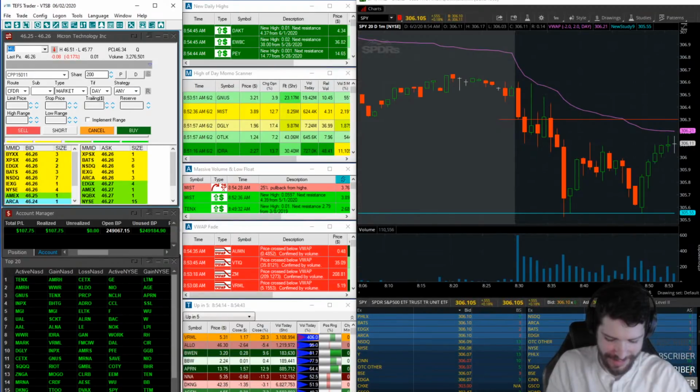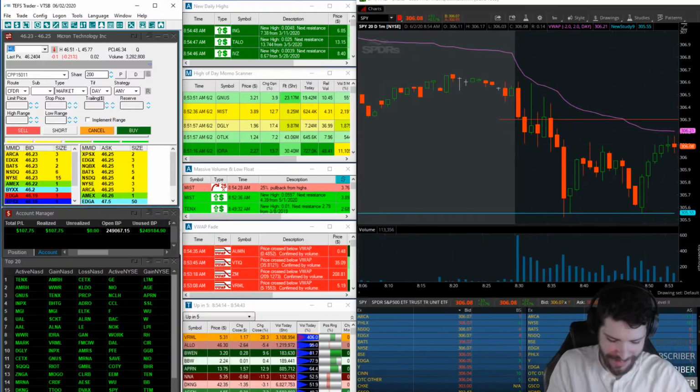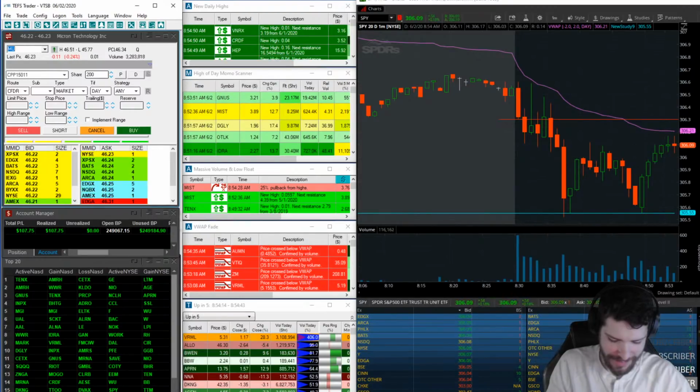All right, guys, starting to see the SPY hold VWAP there. I'm thinking it might crack back down underneath the 306, so I might go long again the VIX.